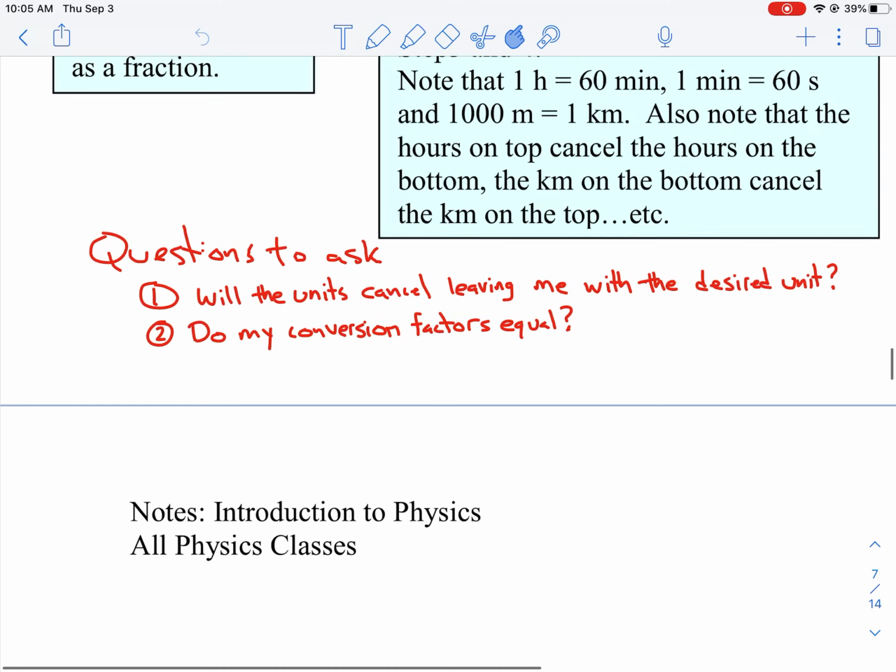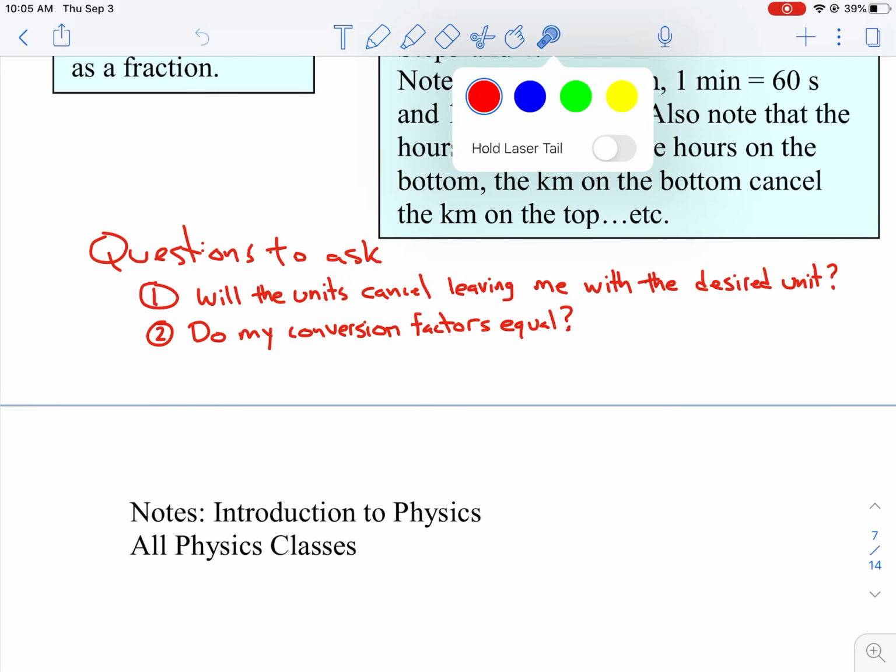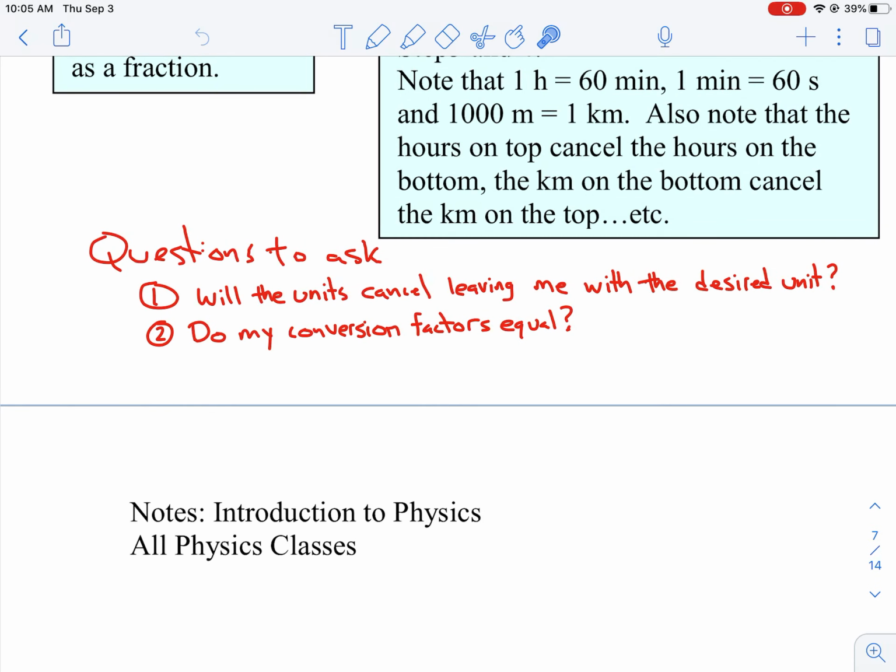And that is this. The first question you should ask yourself is, if you set this up properly, will the units cancel that you don't want, leaving you with the desired unit? Okay, will they leave you with the desired unit, in other words, the end result? And you should be able to say yes to this. What you need to remember there is things on top cancel out units on the bottom. So if you have a unit on the top that you want to cancel, you better have a unit on the bottom that's the same unit.